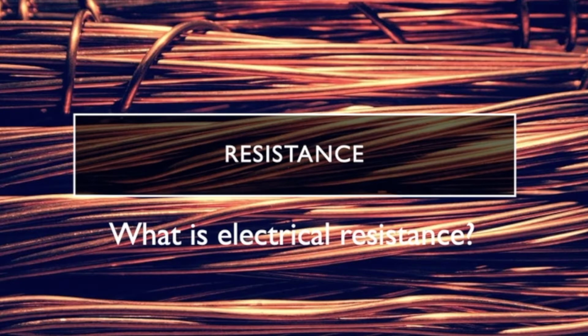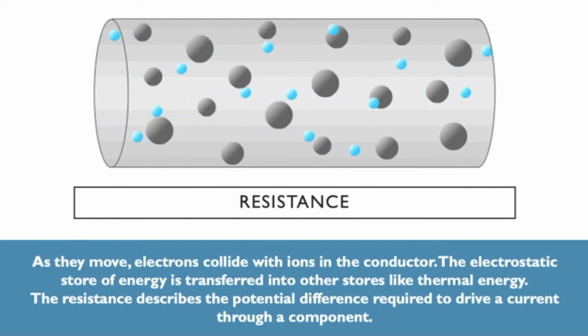Today we're going to be looking at resistance, and we're going to be answering this question: what is electrical resistance? Here you can see a piece of wire that we've zoomed in on. The grey circles are ions or metal atoms inside the wire, and the blue circles are electrons. You can see the electrons are moving through, and sometimes they're bumping into the ions.